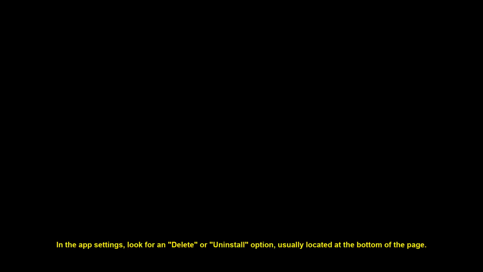In the app settings, look for a delete or uninstall option, usually located at the bottom of the page. Click on the delete or uninstall button. A confirmation prompt may appear asking if you're sure you want to remove the app. Confirm the uninstallation by clicking delete or uninstall in the prompt.